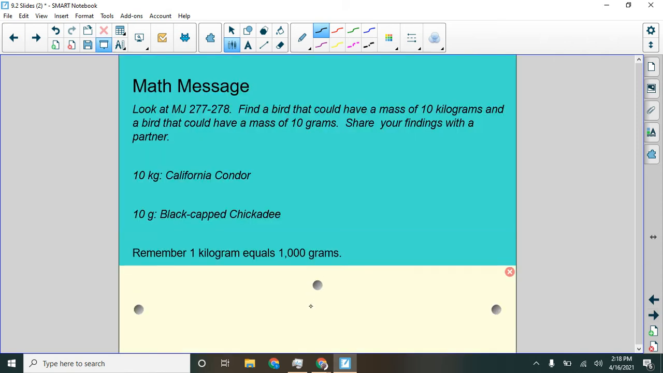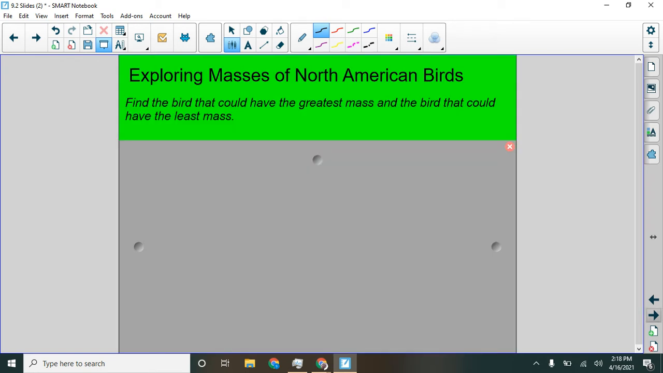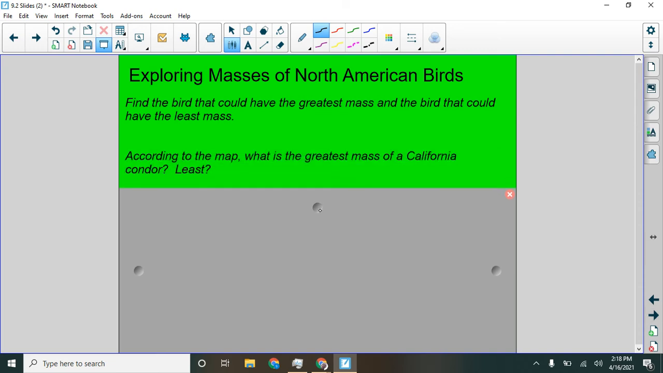So one thing to remember is that 1 kilogram equals 1,000 grams. So those big birds, like Big Bird on Sesame Street, probably weighs a lot of kilograms. The birds that are measured in kilograms, like the bald eagle and the great horned owl and the California condor, are much larger than the other ones.